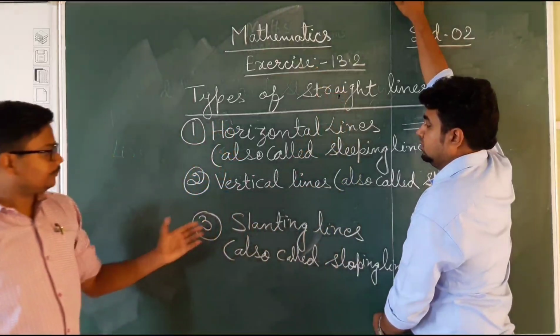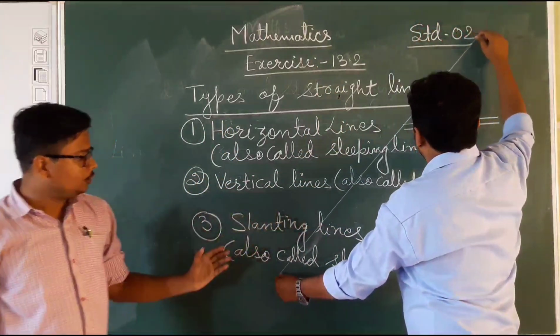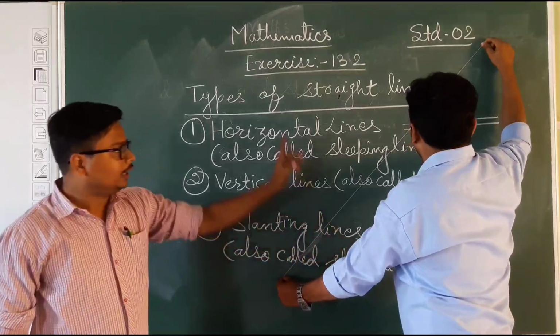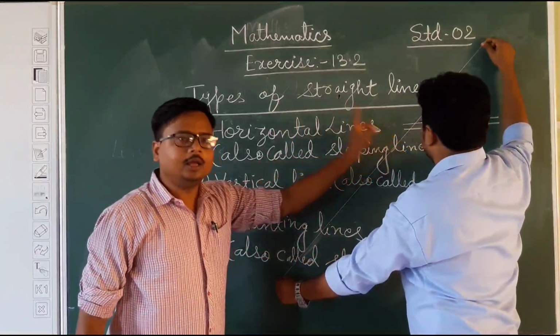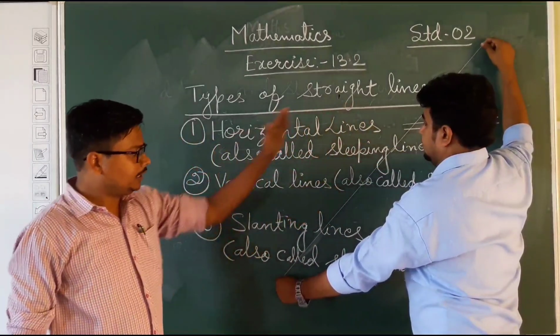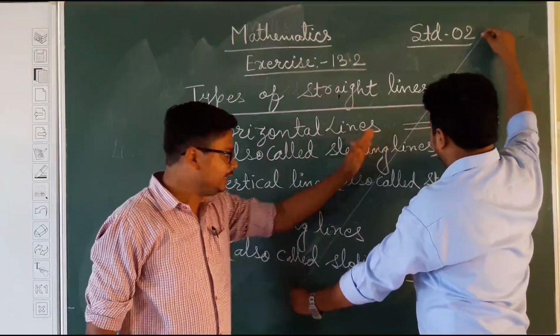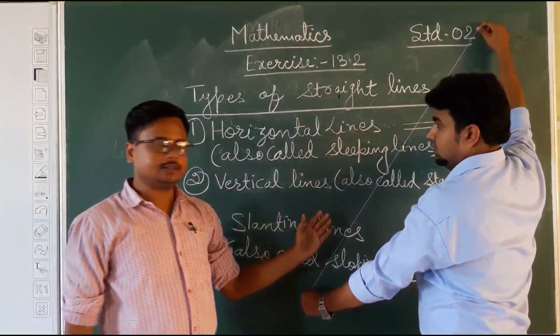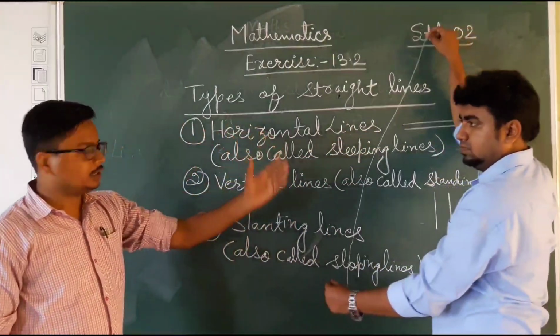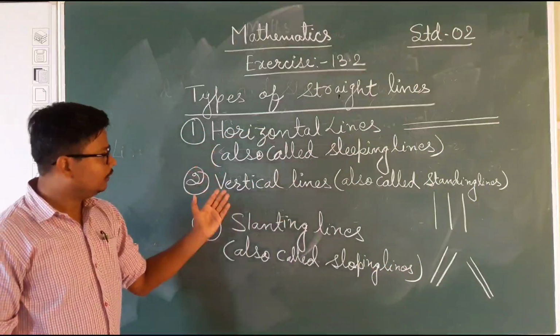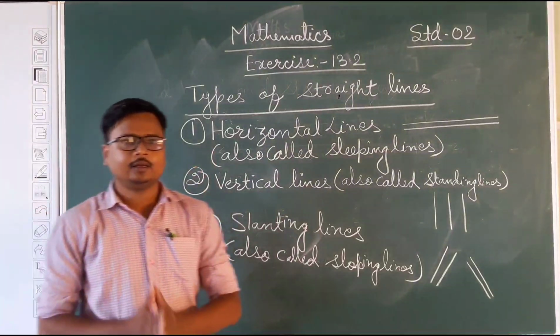Okay, next is number 3, slanting lines, or you can say also called sloping lines. This is neither horizontal nor vertical. It is sloping. So it is also known as sloping lines, or you can say slanting lines. So there are three types of straight lines: horizontal, vertical, and slanting.